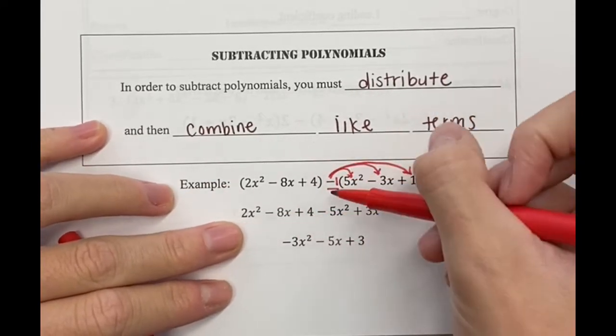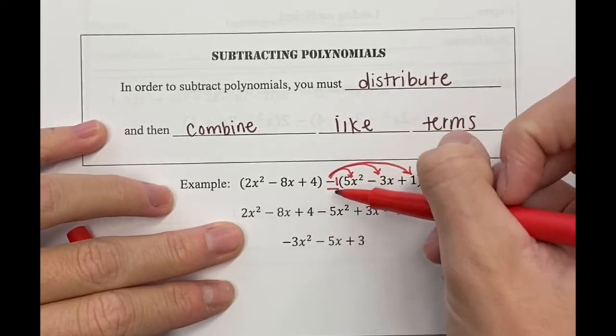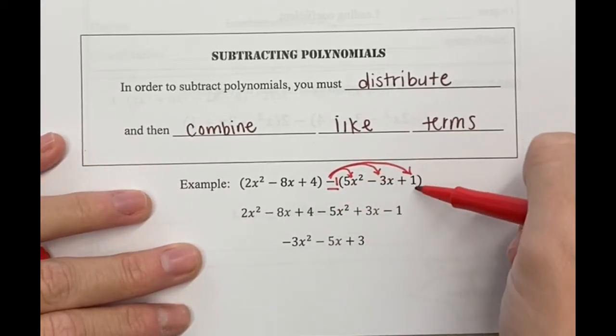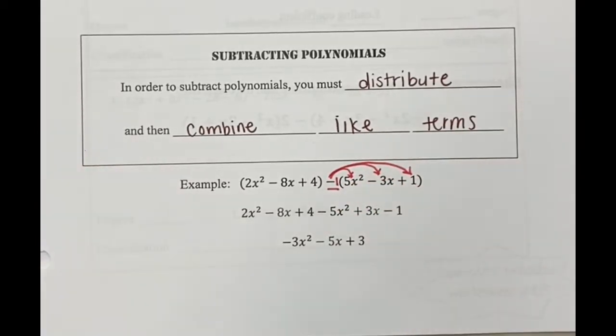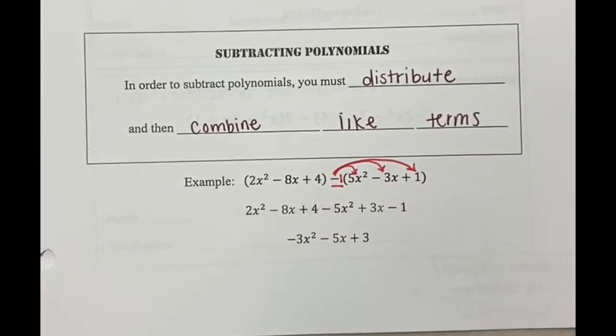Then the second set, negative 1 times 5x squared makes it a negative 5x squared. Negative 1 times a negative 3x gives me a positive 3x. And negative 1 times 1 gives me a negative 1. So the negative really just changes all the signs there. So then we need to combine our like terms.